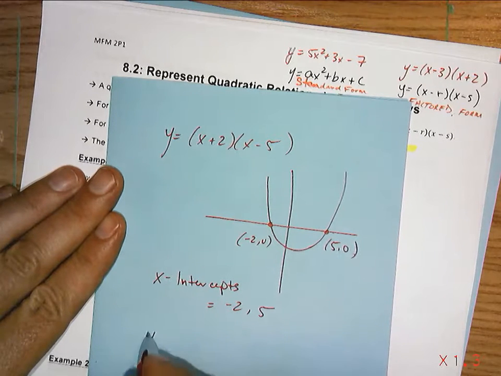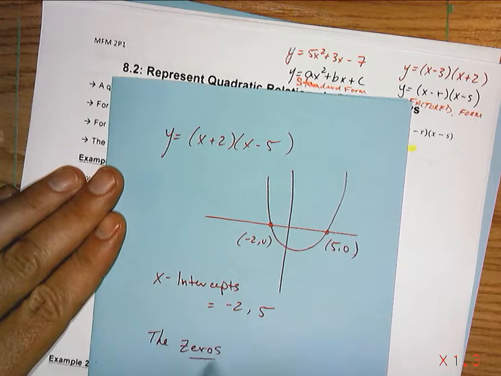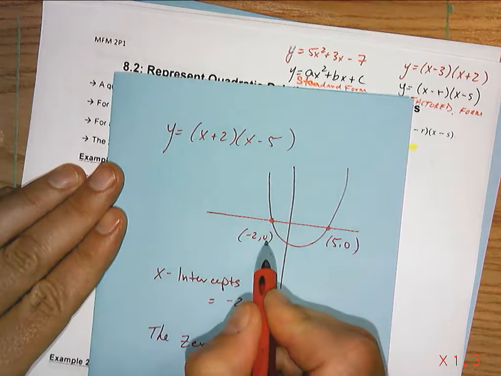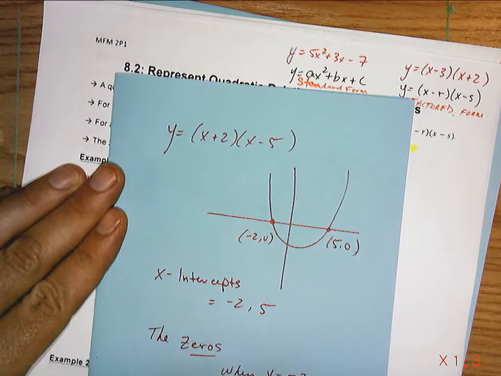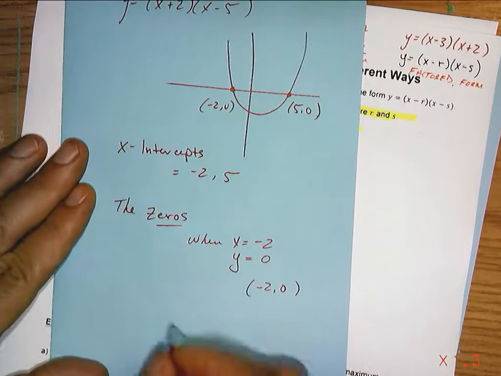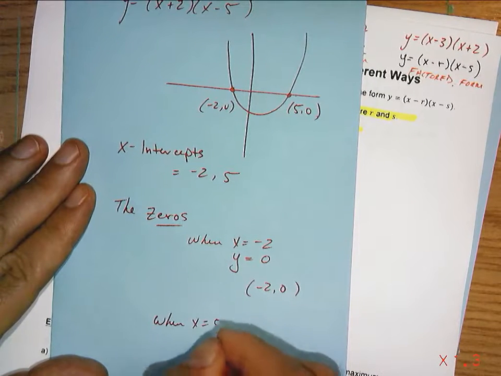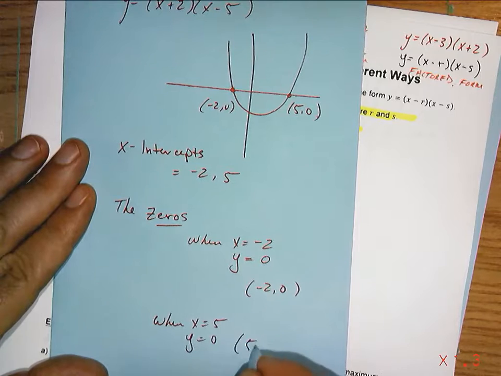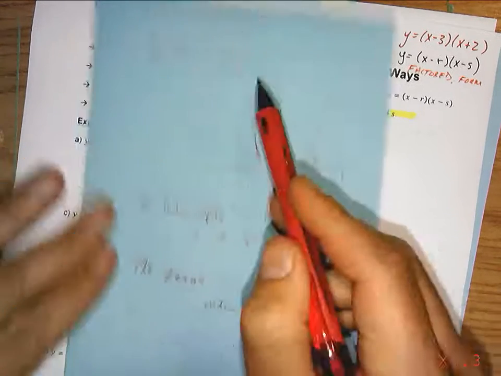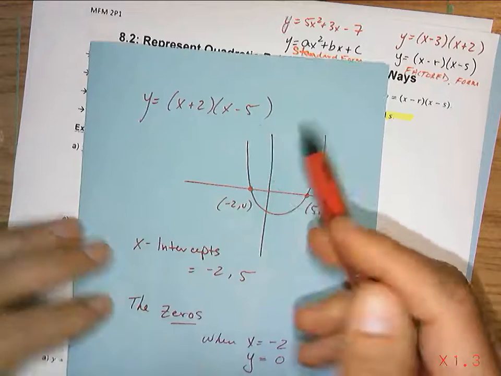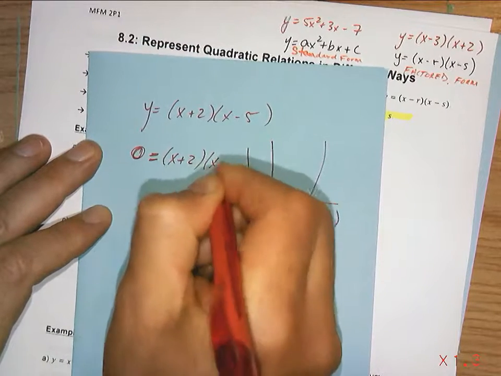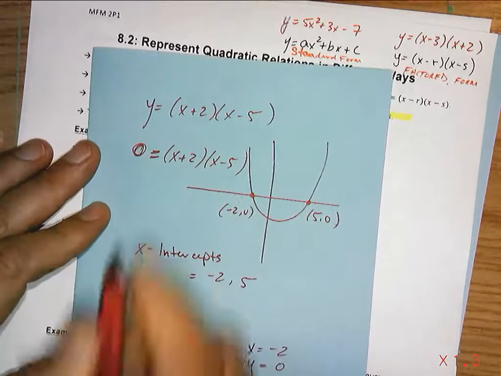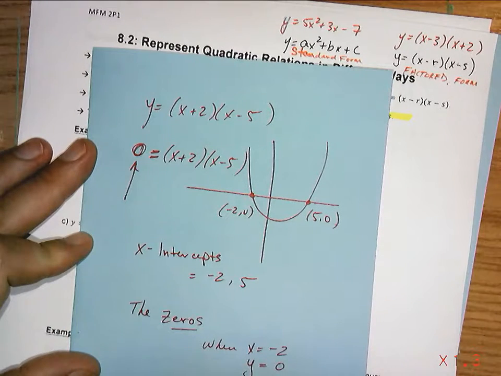Well, they're also called the zeros. And the reason why they're called the zeros is because that's where y equals 0 for both of them. So when x equals negative 2, y equals 0, which gives you that point. And when x equals 5, y equals 0, so you get this point. So it's when these are equal to 0. It's when y will equal to 0. So the zeros of any quadratic are the values of x that will allow y to be 0.